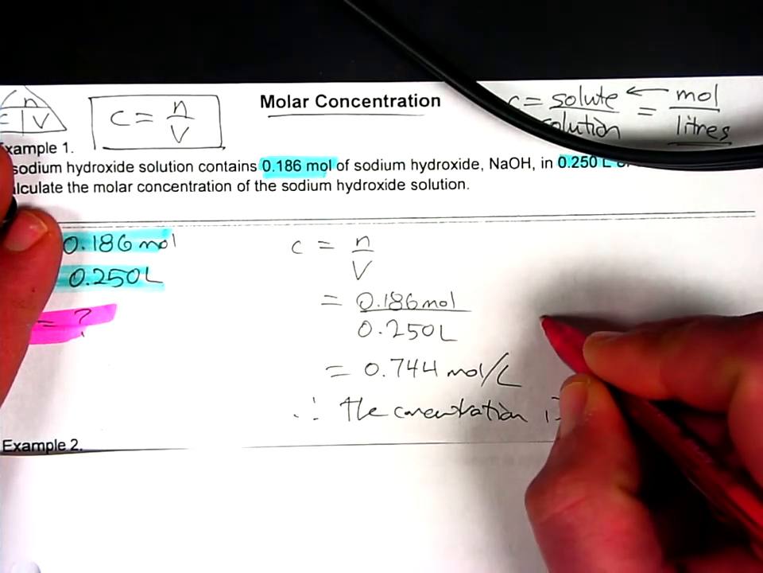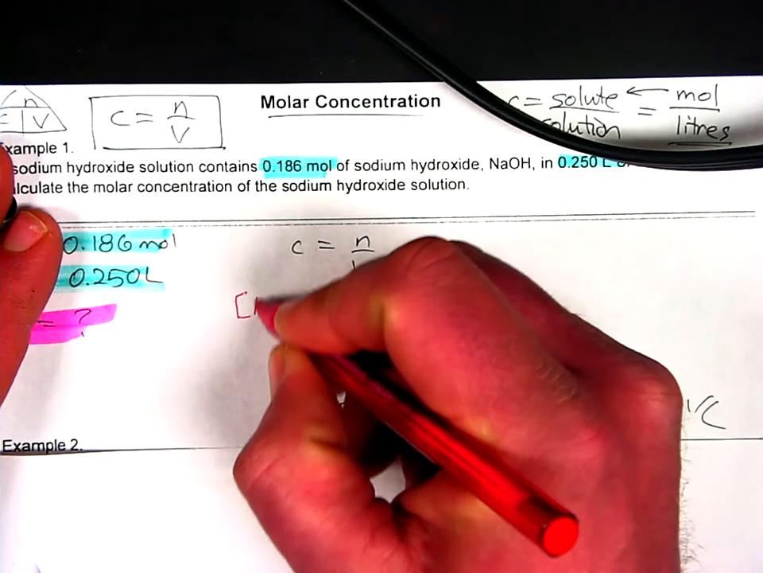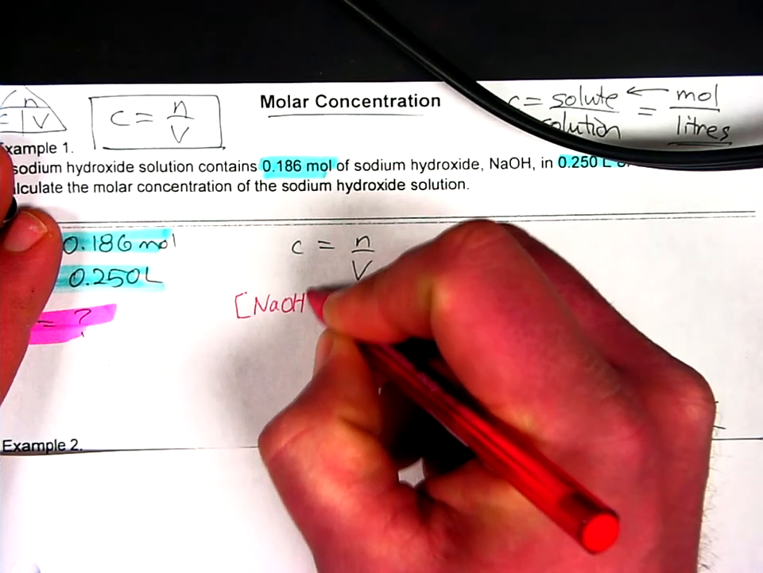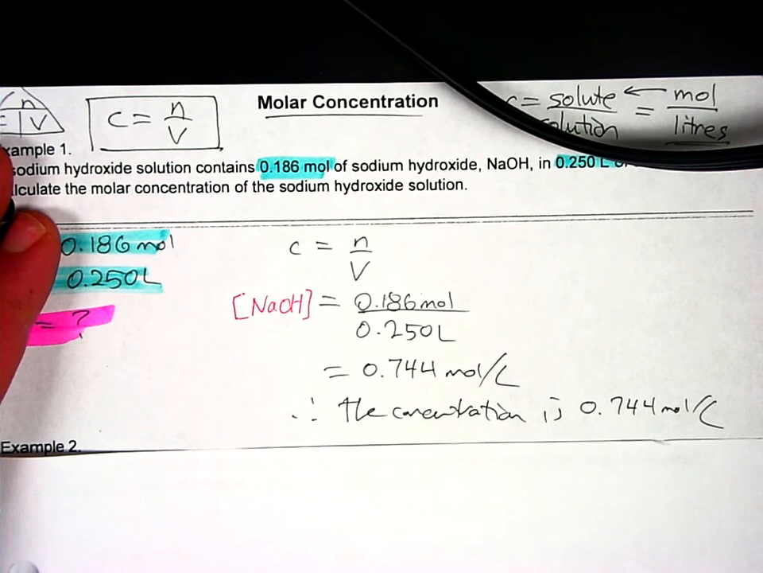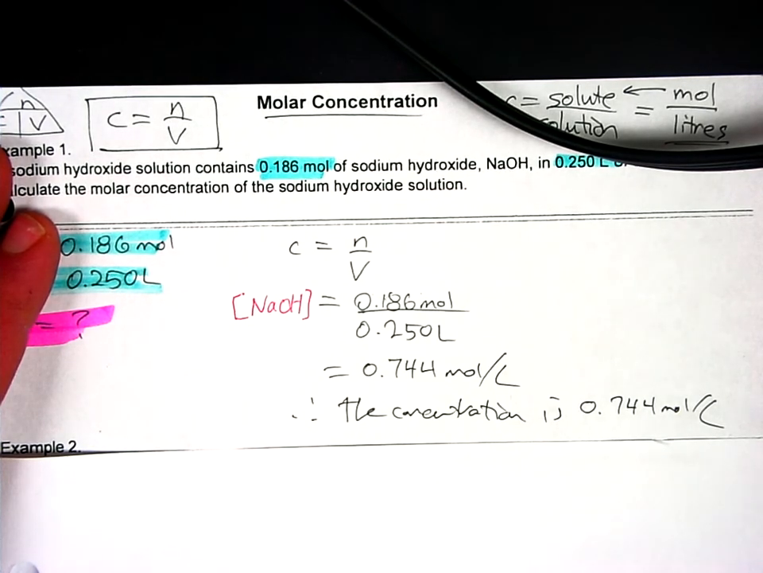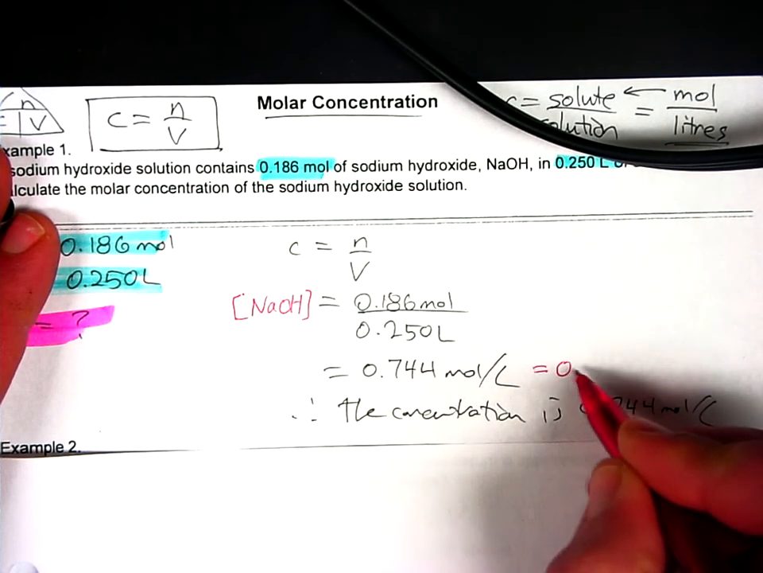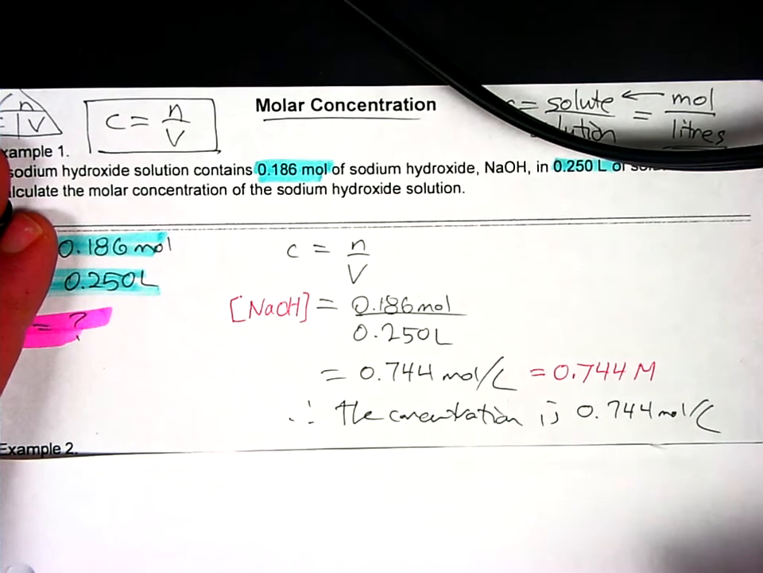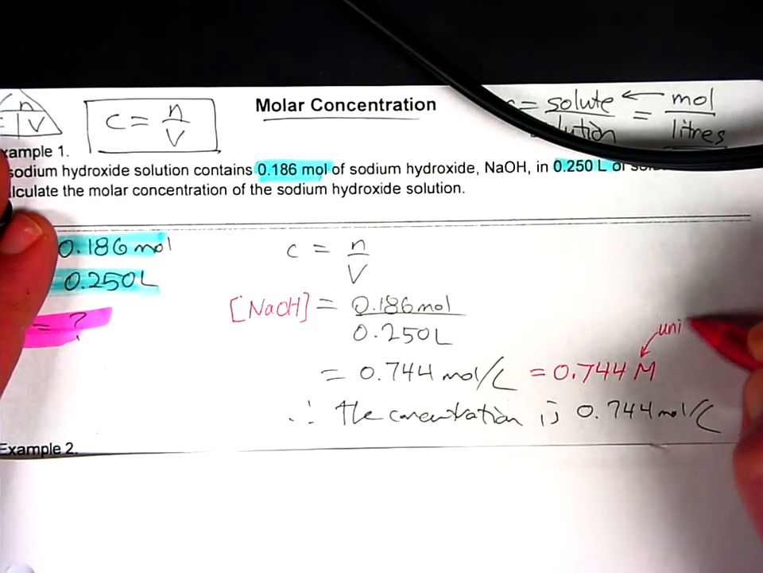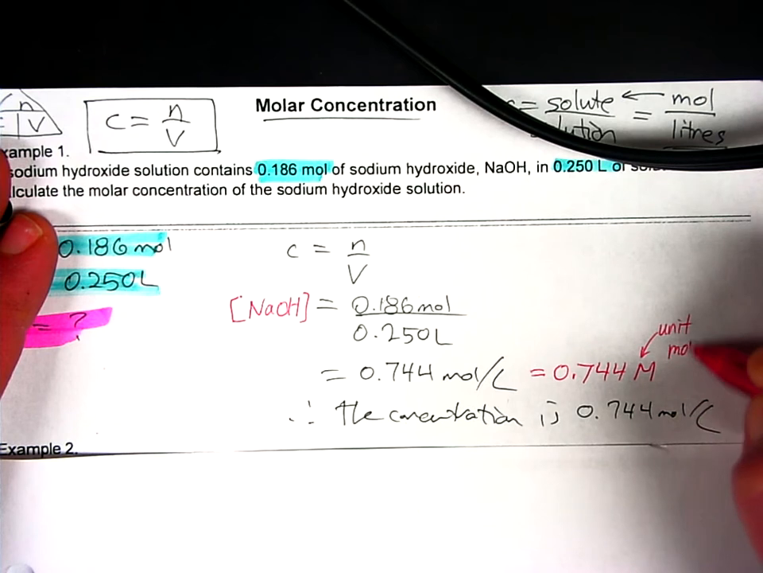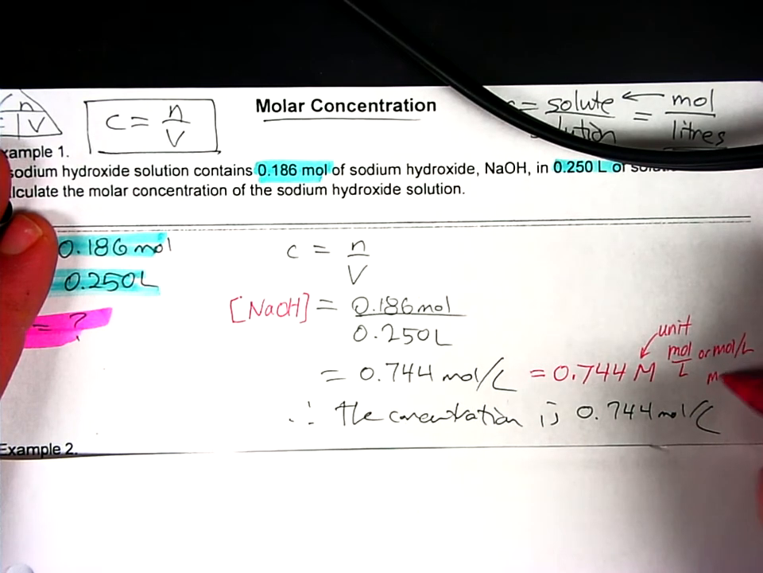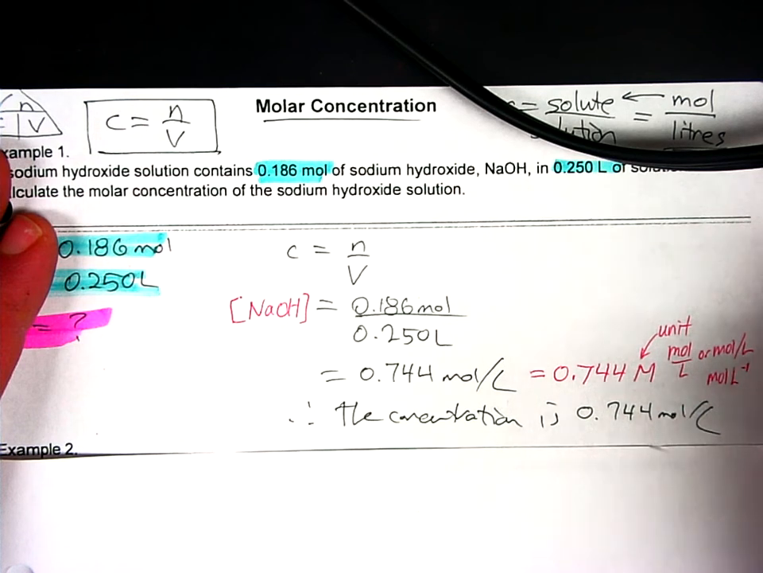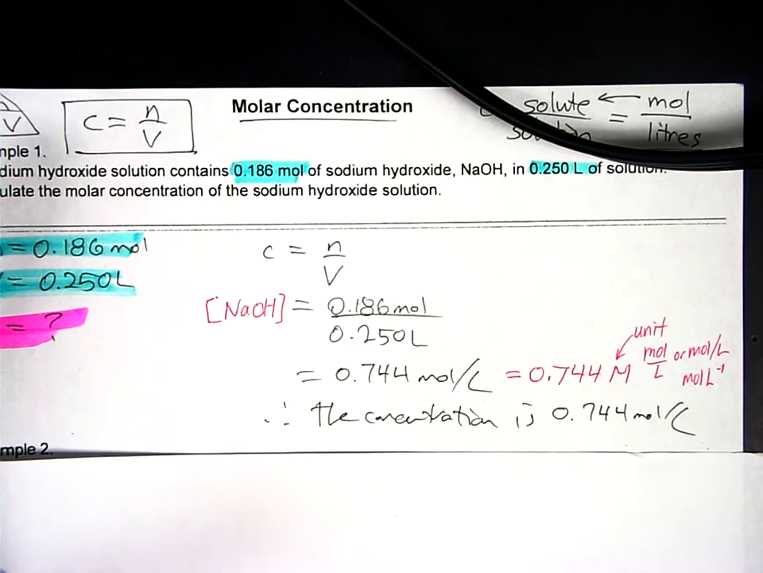Just one other way that we can show concentration, and it shows it a little bit clearer, is to use square brackets. It's the same as the concentration, but these square brackets tell us that it's the concentration of the sodium hydroxide. It's really clear that way. So you might see square brackets. Also, you might see something else here: 0.744 big M, and that's now a unit. It's not a symbol, it's a unit, and it means moles per liter, or you might also see it as moles liters to the -1. So there are different ways that you might see these units.